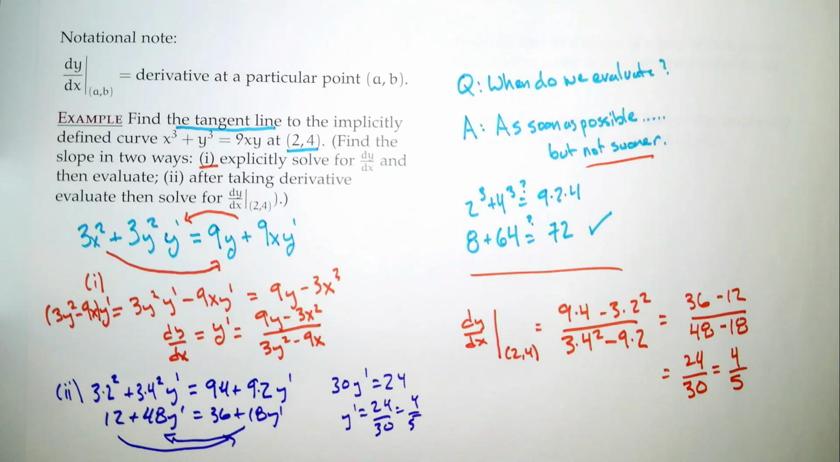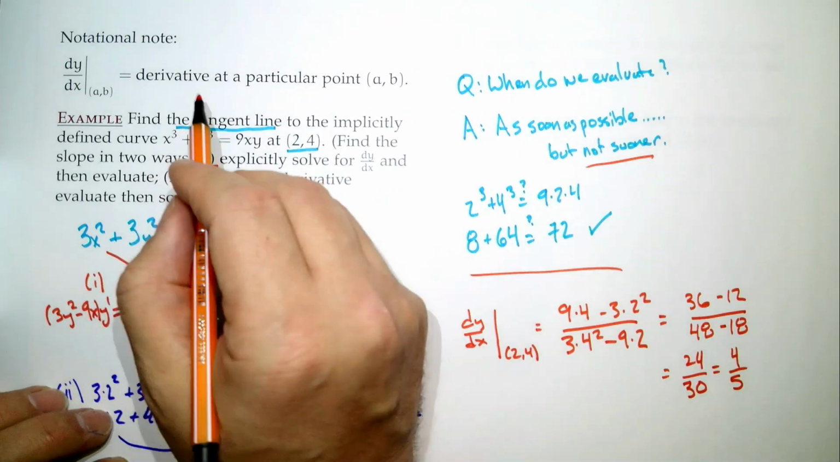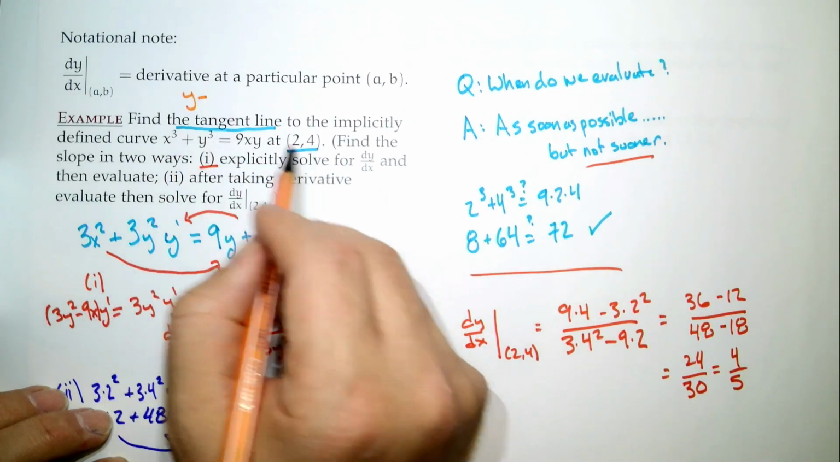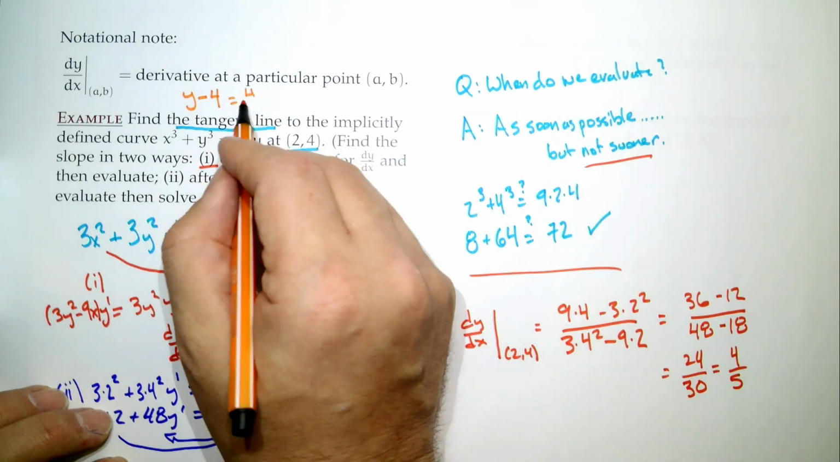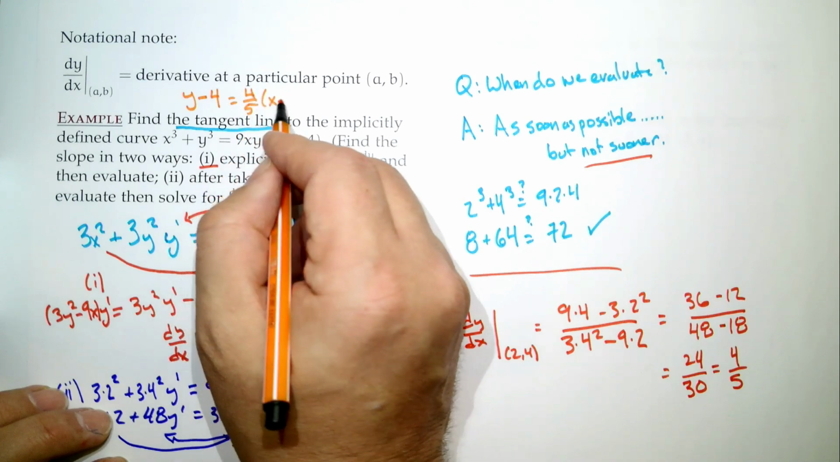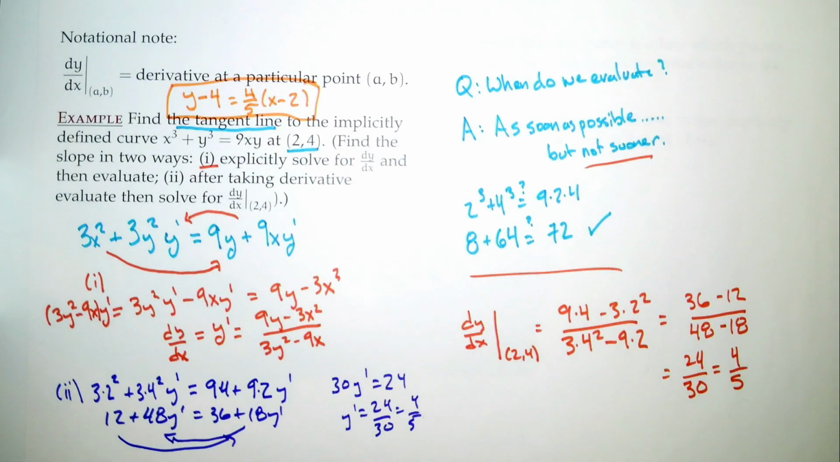Are we done with this problem yet? Not yet. What do we need to be done? We need a tangent line. We've been talking about the slope, so we actually should finish the problem and say, okay, well, to finish the problem, we have the point and we have our slope. So y minus the y coordinate, which is 4, is equal to our slope, which is 4/5, times x minus our x coordinate, which is 2. So there we go. So y minus 4 equals 4/5 times x minus 2.